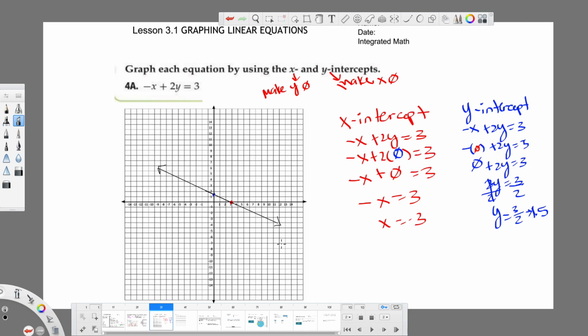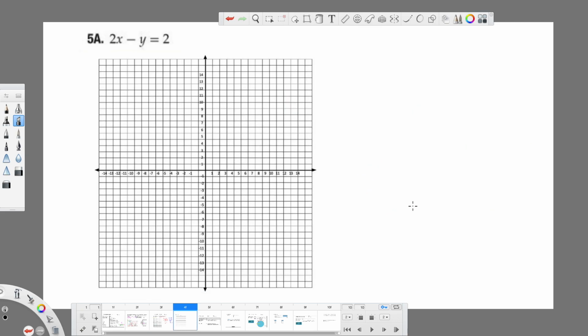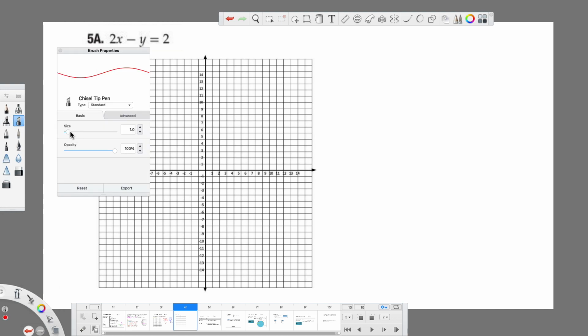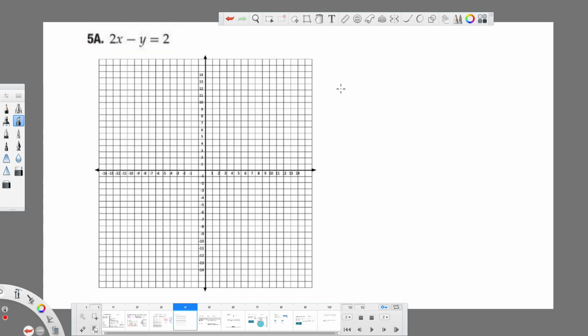So this is how we graph using the x and the y-intercepts. First you make the y 0 to find the x-intercept, and then you make the x 0 to find the y-intercept. So it's kind of the opposites, right? All right, we're going to try this one more time on the next page here. So I'm going to do my colors again, and I need to make my chiseled marker a little bigger again. All right, so we're going to do x-intercepts first, and then we'll do the y-intercept.